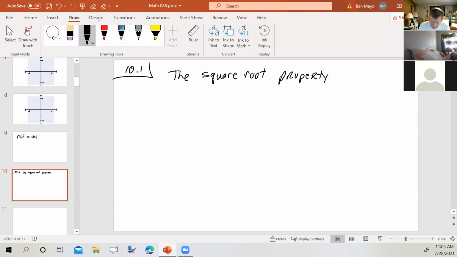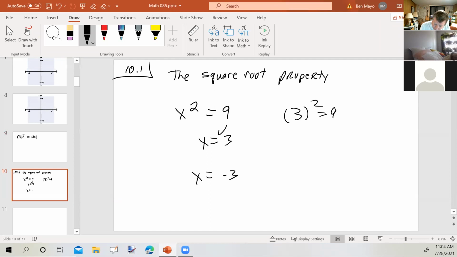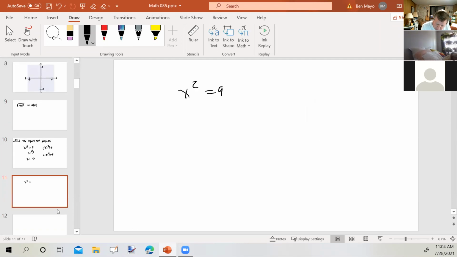First of all, I want to look at an example. Let's say we have x squared equals 9. Can you see that if x is 3, 3 squared equals 9? Yes, that is correct. x equals 3 would be a solution. But what about x equals negative 3? Negative 3, the quantity squared, is also 9. So this equation, x squared equals 9, has 2 solutions.